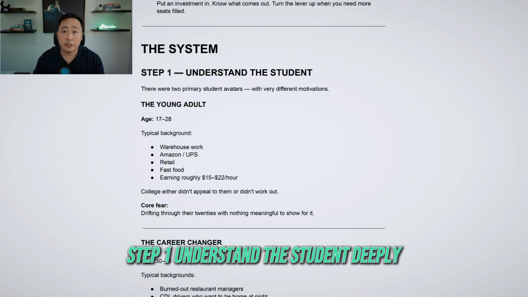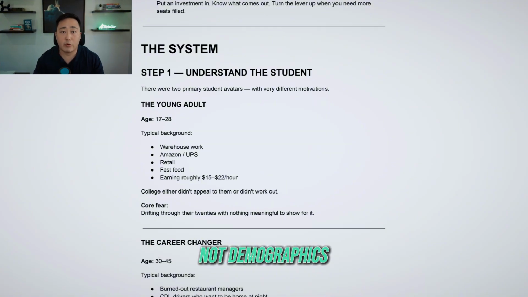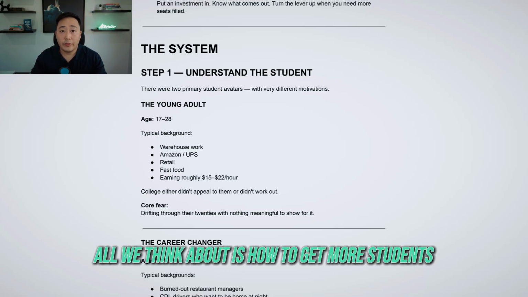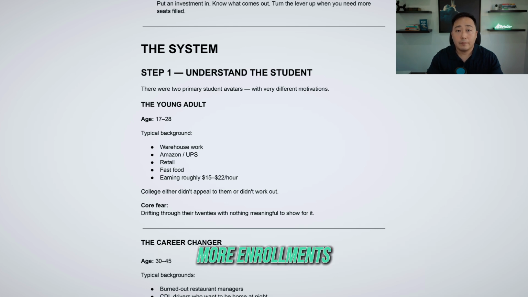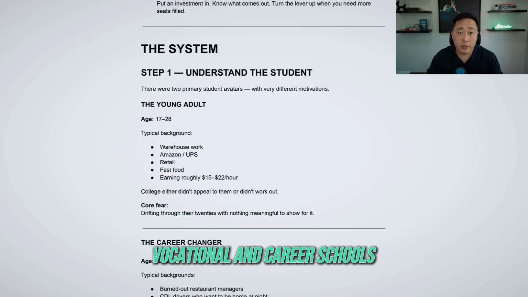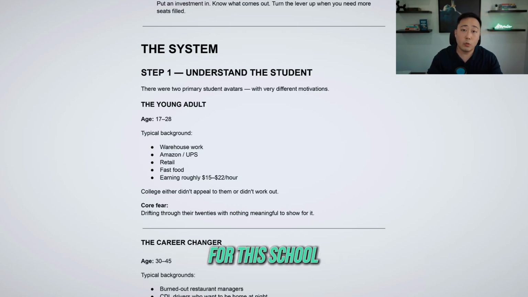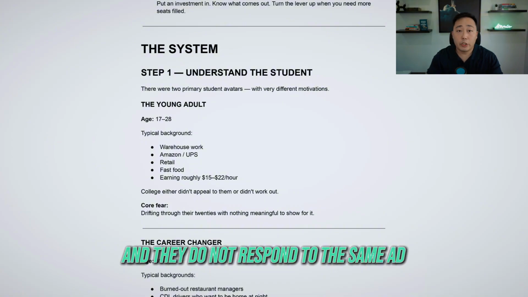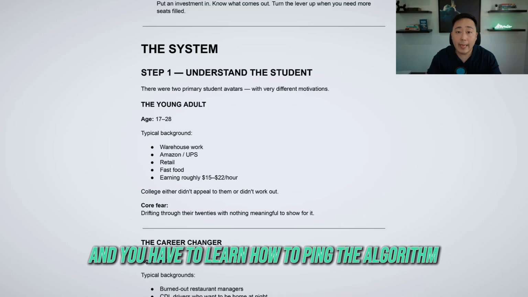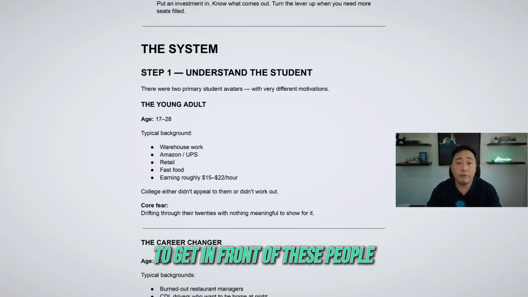Step 1, understand the student deeply, not demographics. The situation: for close to a decade, all we think about is how to get more students, more enrollments, more revenue for trade, vocational, and career schools. That's it, every 24 hours. For this school, there are 2 very different people, and they do not respond to the same ad, and you have to learn how to ping the algorithm to get in front of these people.